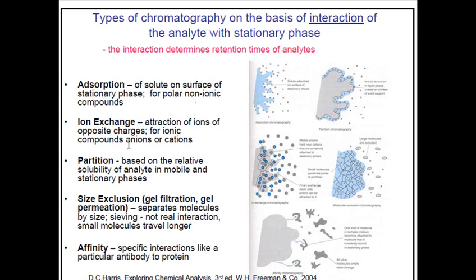We have the ion exchange in the second place. That means the attraction of ions, not only the same types of ion, the opposite types of ions. So the anion and the cation.